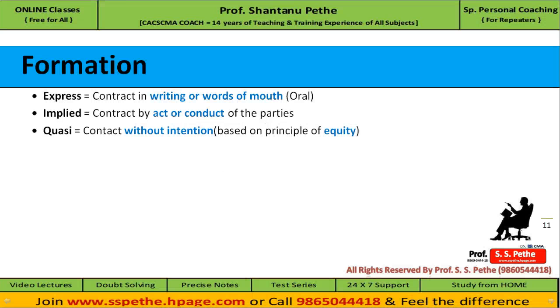Now we will see the quasi contract. This is very important and you have to understand it properly. See, in such type of contract, there is no intention of the parties to enter into a contract. It happens by chance. It is based on the principle of equity.